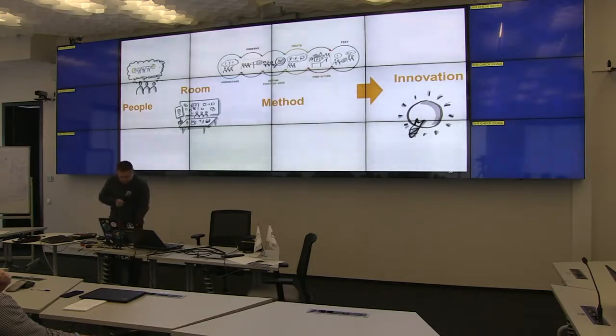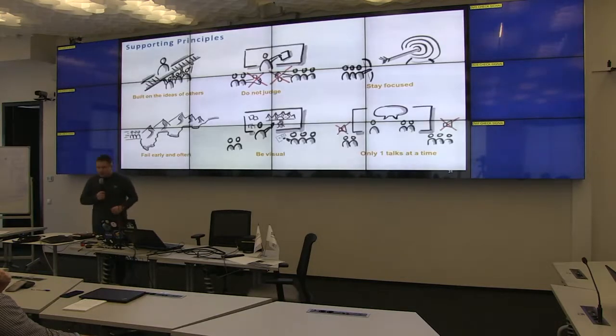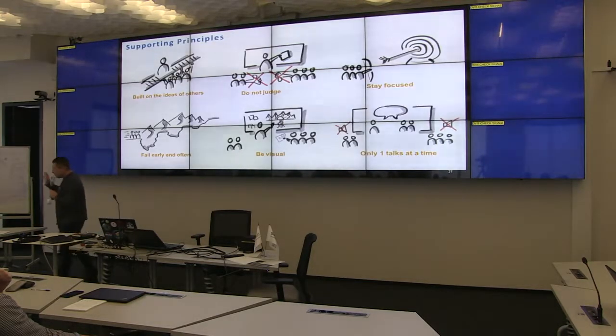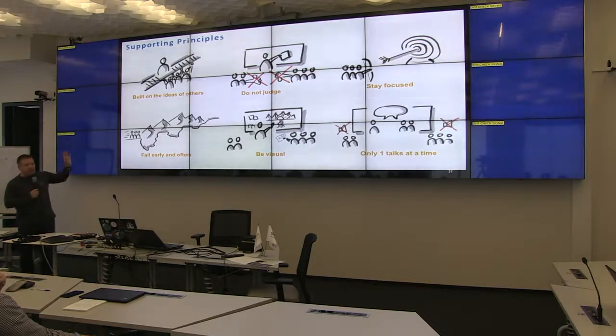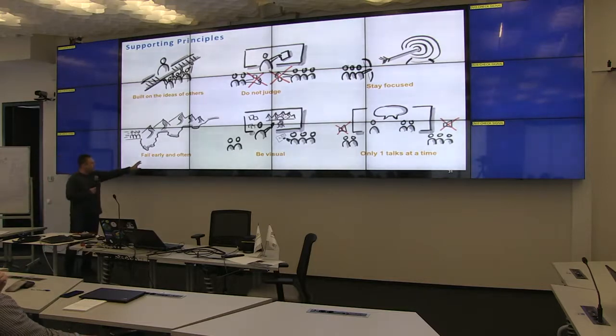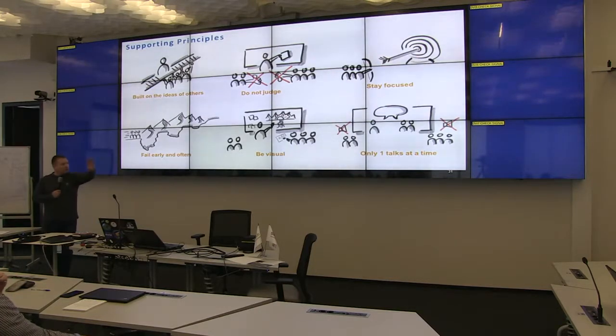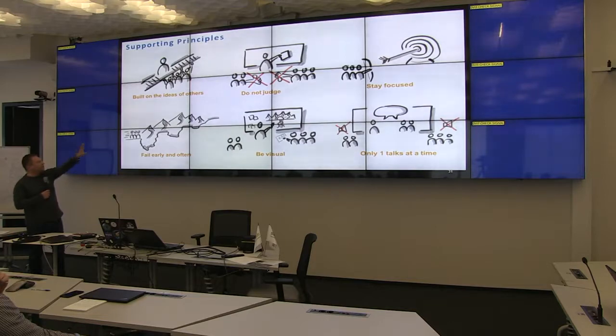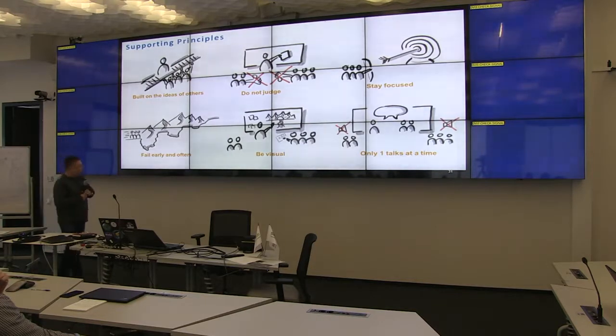Methods in there, and essentially, again, it's quite trivial. I don't really want to go into much detail, but when you are talking to business guys, they need to follow some sort of instructions. So that's: fail early and often, be visual, only one task at a time, stay focused, do not judge, root and build on ideas from others. That's interesting.